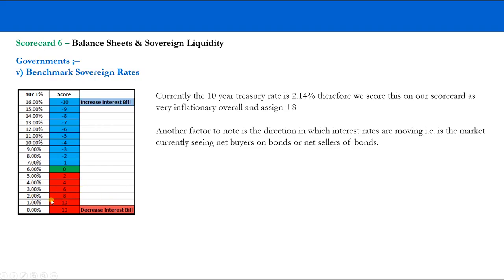So we're scoring here around a level of 8 because this allows the government to continue to spend higher than the tax receipts that they're receiving, and the interest bill is lower, and therefore this increases the ability of the government to create inflation. So we're scorecarding here an inflationary number of around +8, so pretty high on the conviction stakes.